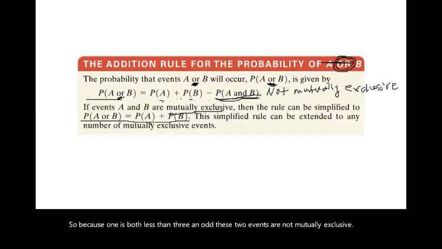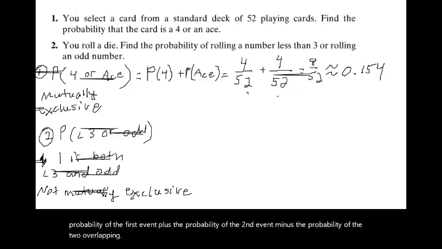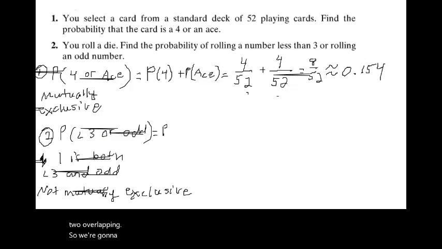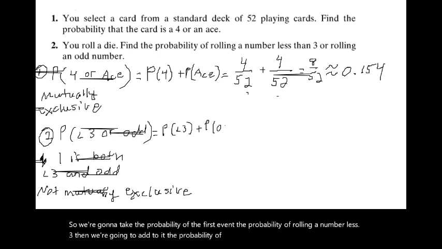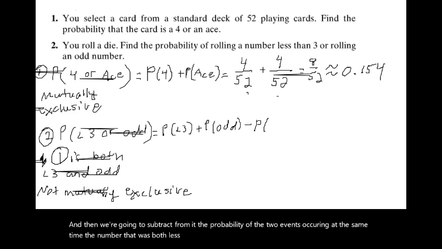Because these two events are not mutually exclusive, that means we're just going to take the probability of the first event plus the probability of the second event minus the probability of the two overlapping. So we're going to take the probability of the first event, the probability of rolling a number less than 3. Then we're going to add to it the probability of the second event, the probability of rolling an odd number. And then we're going to subtract from it the probability of the two events occurring at the same time. The number that was both less than 3 and odd was a 1.